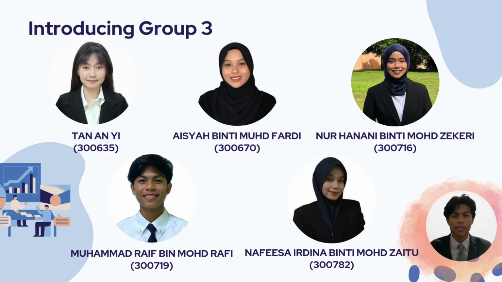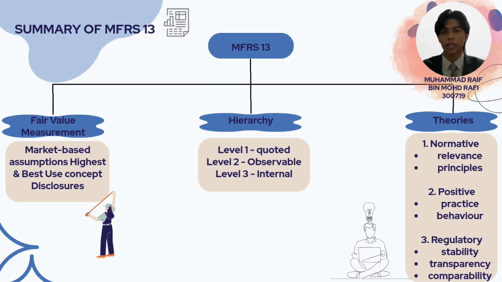For this project, our group is made up of 5 members. First, we have Tan Ayi as the team leader. Second, Nafisa Idrina. Next, Nur Hanani. Then me, Muhammad Raif and Aisha. We collaborated closely to produce quality work presenting the details and analysis for comprehensive case 1. Before I start, I would like to introduce myself first. My name is Muhammad Raif bin Muhammad Rafi and my matric number is 300719. I will present about the summary of MFRS 13.